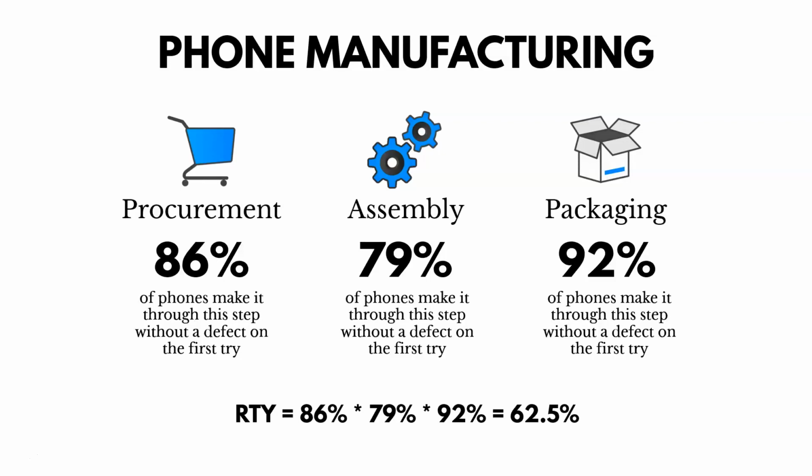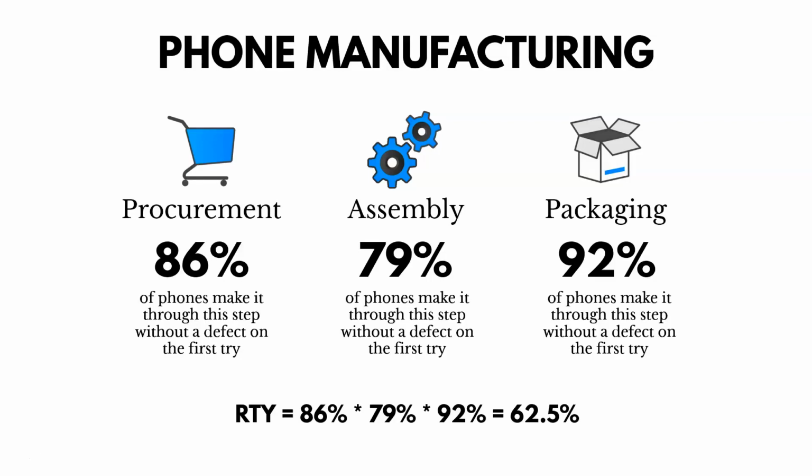And then in the assembly step, 79% of phones make it through this step without a defect on the first try. That's the yield for that individual process step. And then for packaging, 92% of phones make it through this step without a defect on the first try. Now, those were the individual yields of those steps. Now we want to figure out the rolled throughput yield for the entire process. To do that, all we do is take each of the individual yields, 86, 79, and 92 in this case, and multiply them together.